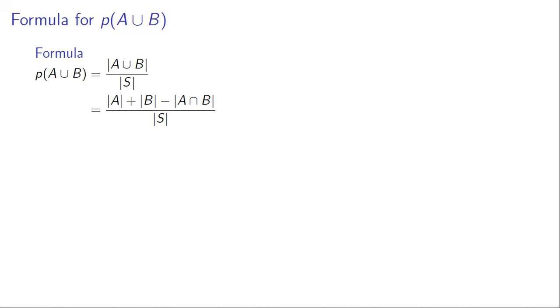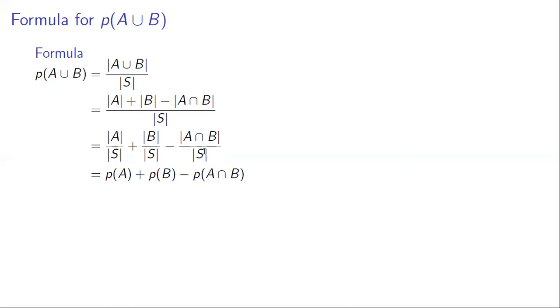Now, next, we can break up this fraction like this. And if we take a look here, this first term is really just the probability of A. The second term is just the probability of B. And the third term is just the probability of A intersected with B. So here we have our formula. The probability of A union B is equal to the probability of A plus the probability of B minus the probability of A intersected with B.